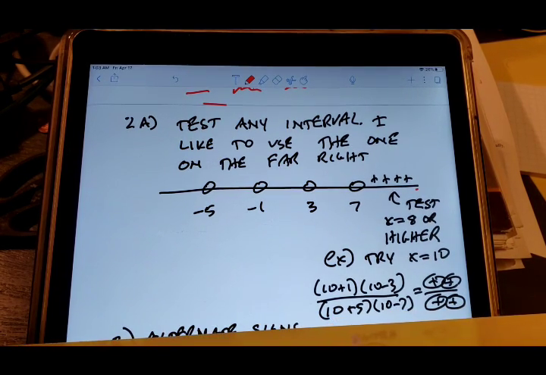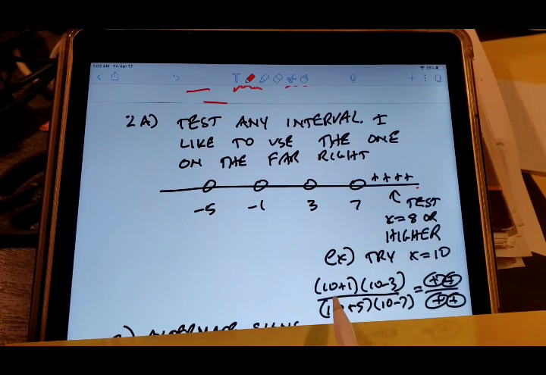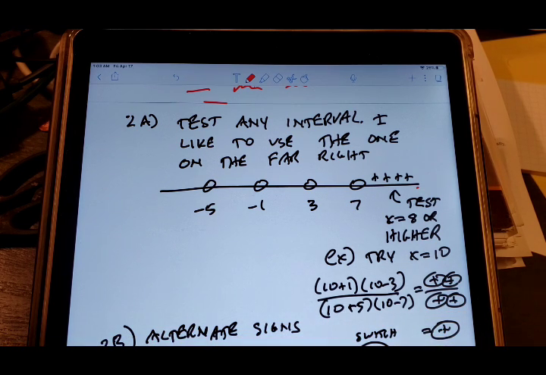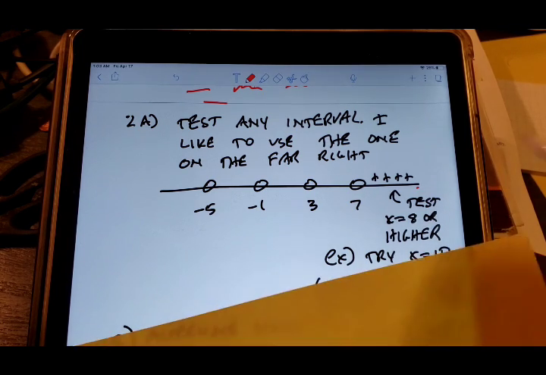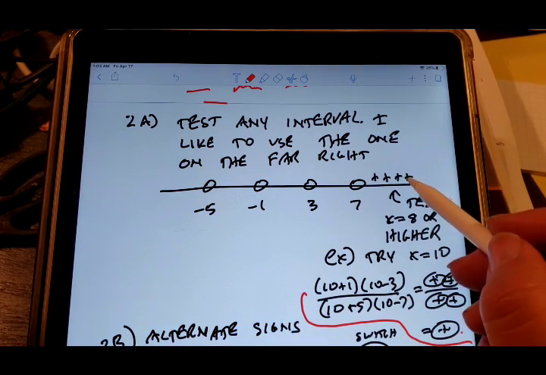So I went ahead and put in 10 for x, and I realized that 10 plus 1 has an answer. Of course, it's 11, but I didn't even record that. I just recorded it's positive. 10 minus 3 is positive. 10 plus 5 is positive. 10 minus 7 is positive. So 4 positives is positive. It stops right there. All right. So what I do with that information is I write plus, plus, plus.